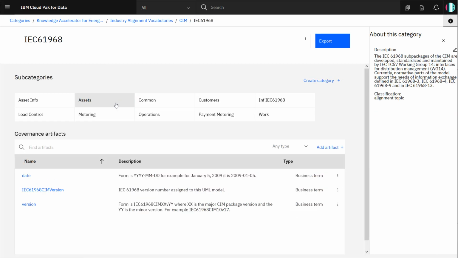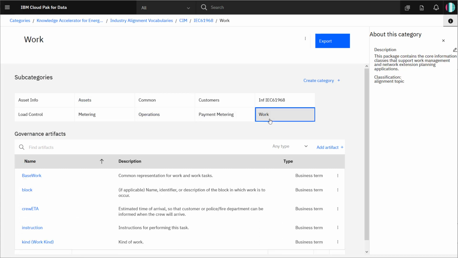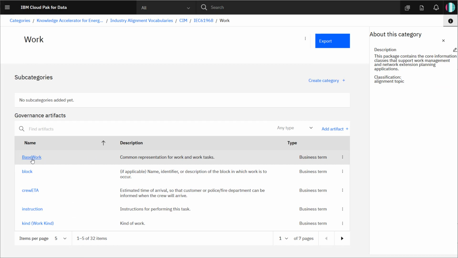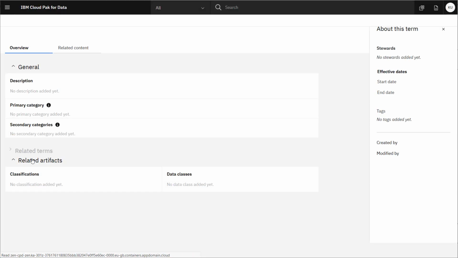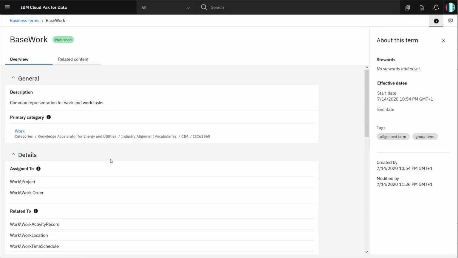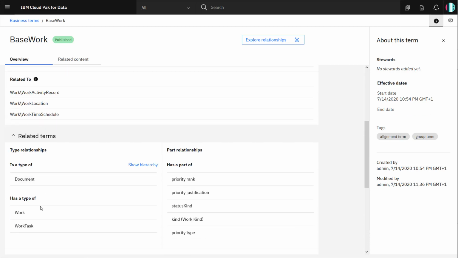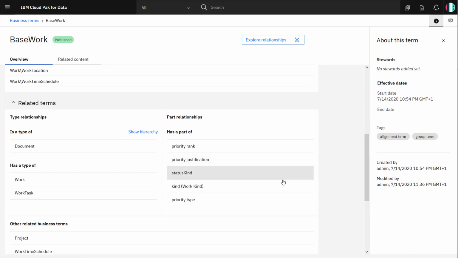SIM packages are represented as subcategories, for example, operations and work. Then SIM classes and properties are represented as terms, for example, Base work is a term that is equivalent to the original class. It is assigned to the concept terms project and work order in the core business vocabulary. It is in a term type hierarchy having two has types and one is a type of document term. And importantly, it has part of relationships to 5 terms that are equivalent to the original SIM properties that were contained in the original class.